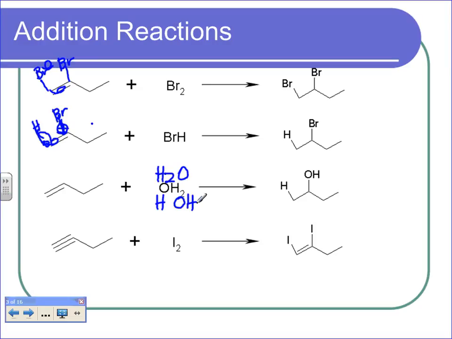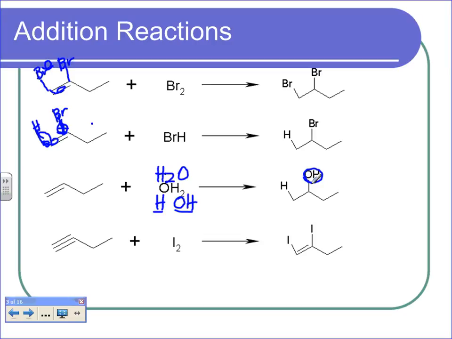This is another type of addition reaction that requires us to apply Markovnikov's rule. The two substances we're adding are the hydrogen and the hydroxyl. The hydrogen goes on the least substituted carbon, and the hydroxyl goes on the most substituted. Okay, so that is why the OH is on the second carbon here.